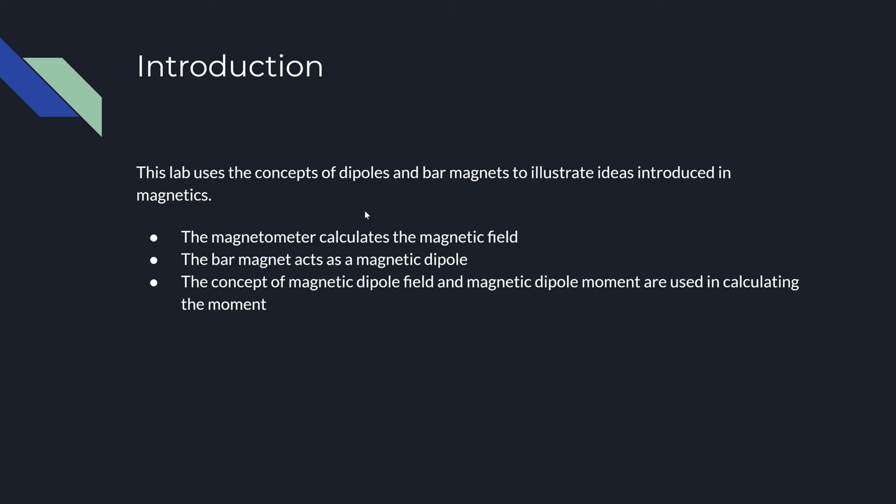Introduction. This lab uses the concept of dipoles and bar magnets to illustrate the ideas introduced in magnetics. So our magnetometer is going to calculate the magnetic field. Our bar magnet is going to act as a magnetic dipole, and then the concepts of the field of a magnetic dipole and the moment of a magnetic dipole are used in calculating the moment of the bar magnet. Additionally, the concept of Earth's magnetic field is used when we have to adjust for it in calculating our x and y values at various points during the lab.